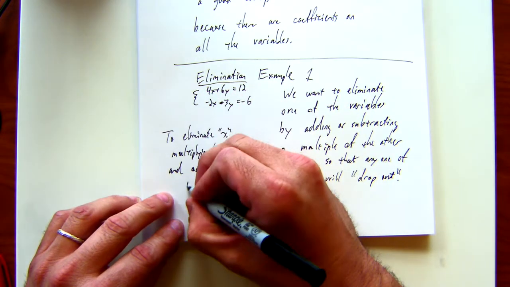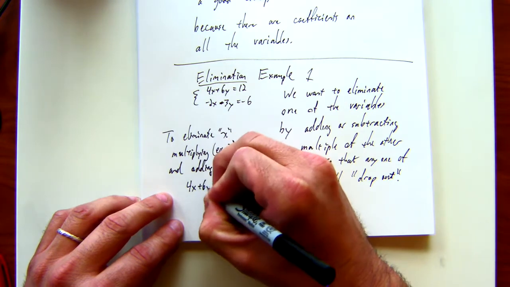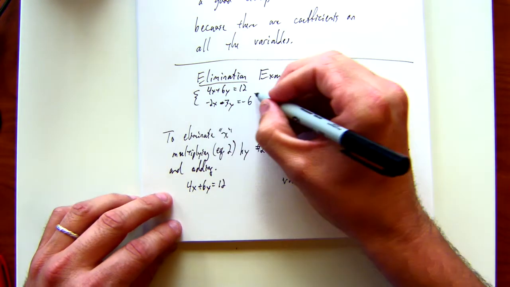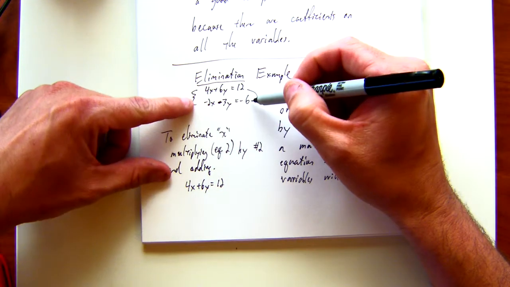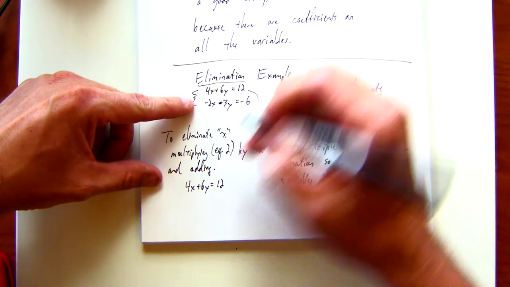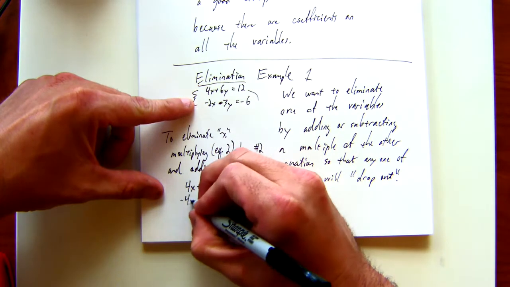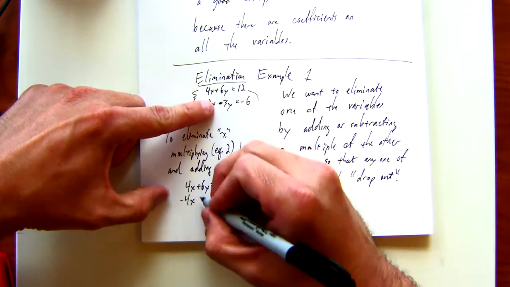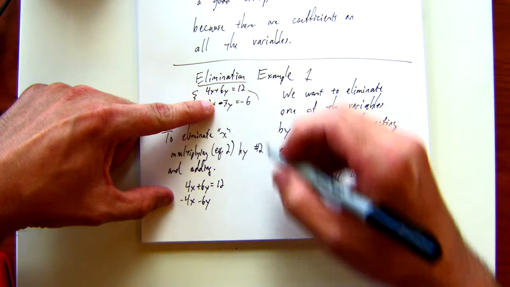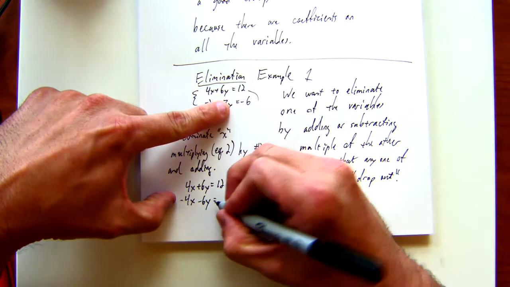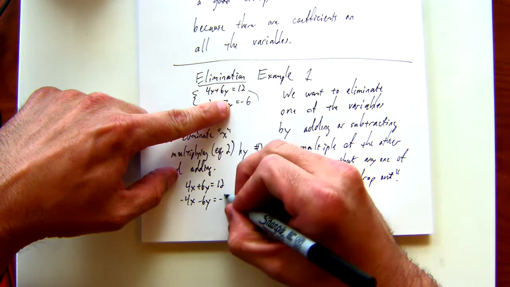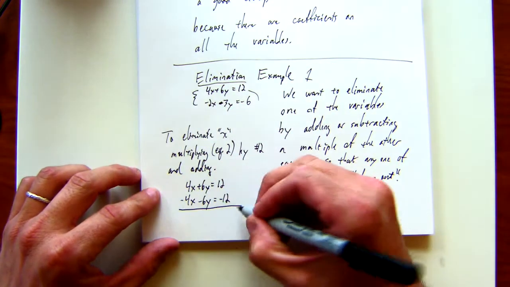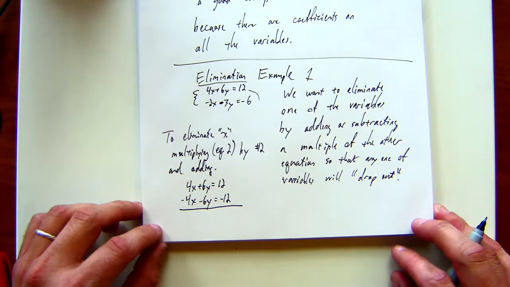So here's how that works. If I wanted to eliminate the x, then I would go 4x plus 6y is equal to 12. All I'm doing is I brought this one down. Now multiply this equation by 2 and write it. Negative 4x minus 6y equals, what's negative 6 times 2? Negative 12. Now we can add these.